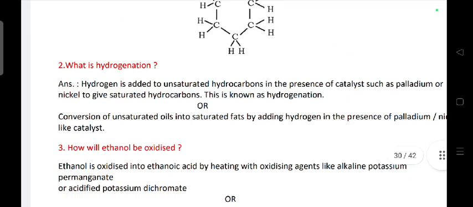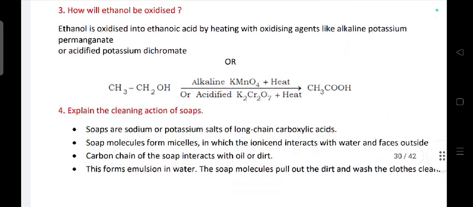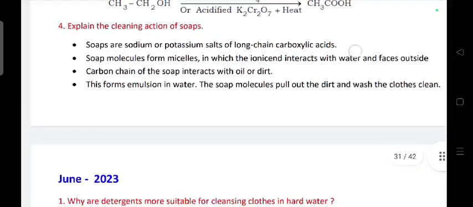Next one, what is hydrogenation? Next, how will ethanol be oxidized? Explain the cleaning action of soap.